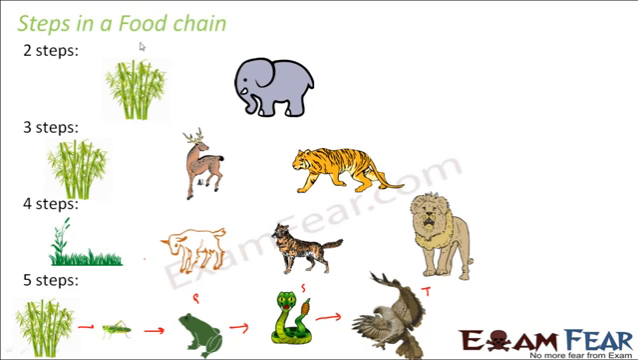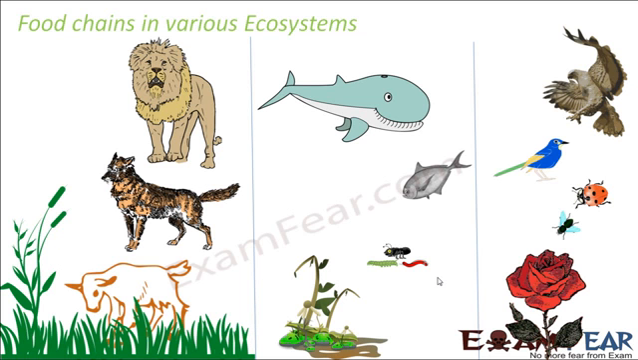Here, if you see, it just involved the producer and the primary consumer, right? So this is the primary consumer. Here you have primary consumer and secondary consumer. Here you have primary consumer, secondary consumer, and tertiary consumer. Here this one is the primary consumer, this is the secondary consumer, this is the tertiary consumer, and this is the quaternary consumer. So the levels of consumer also increase as the steps in a food chain increase. So this is how we can have multiple steps in a food chain.